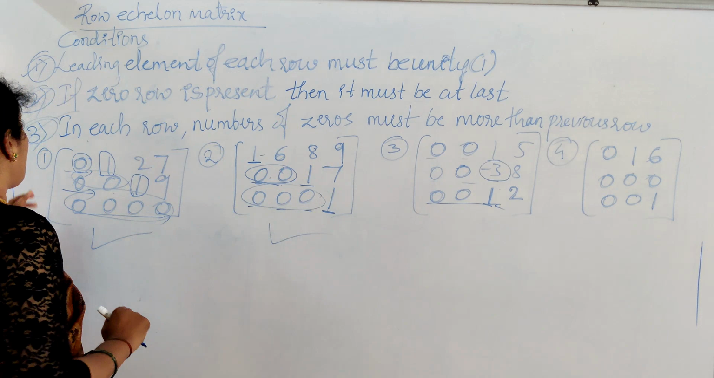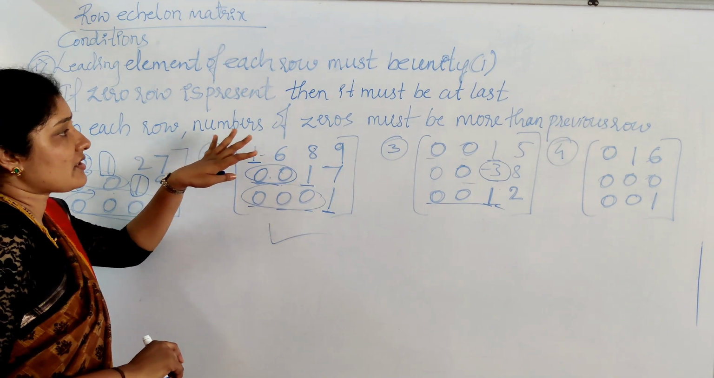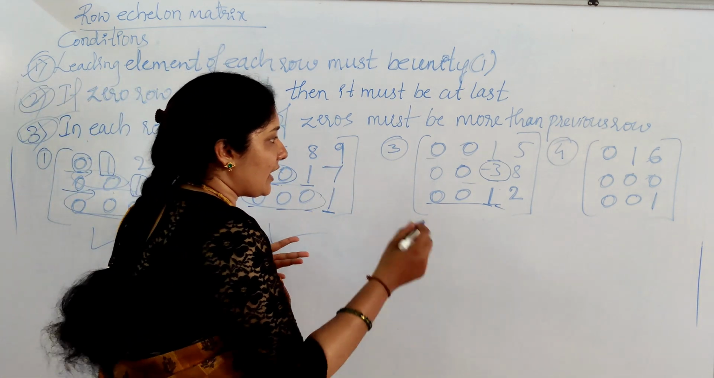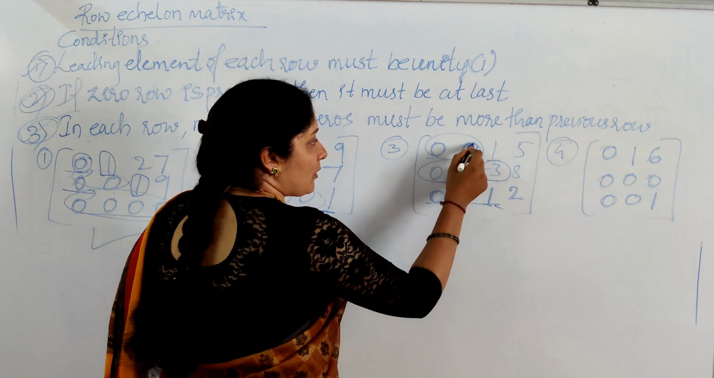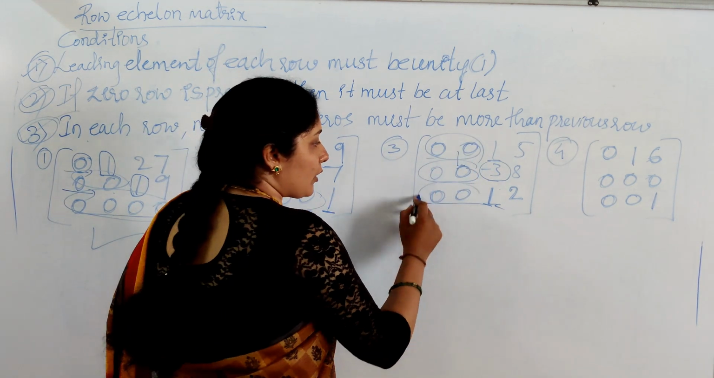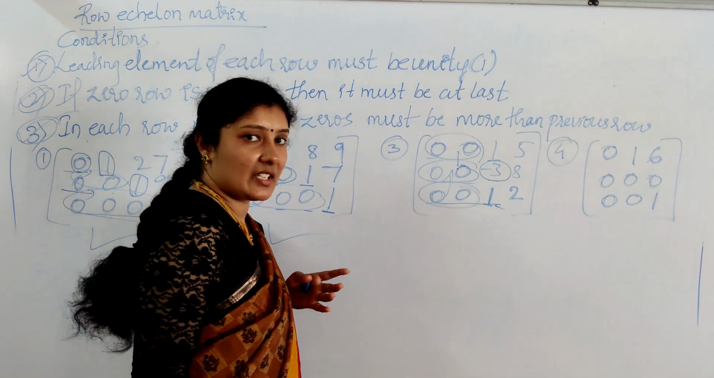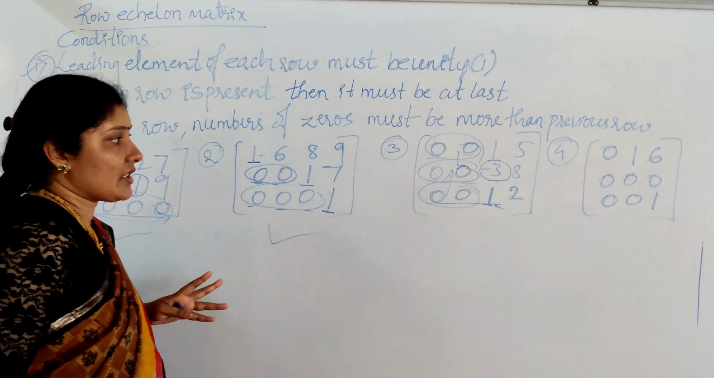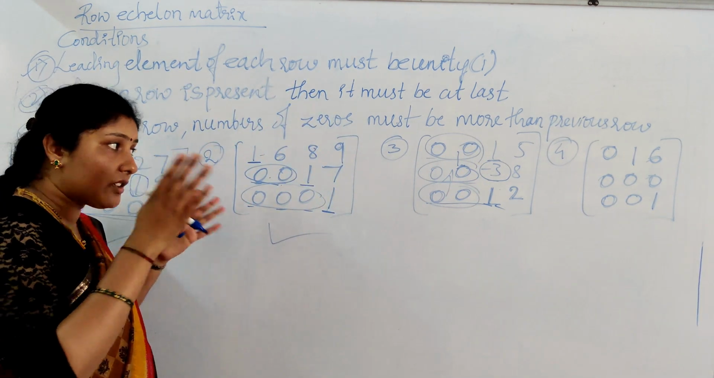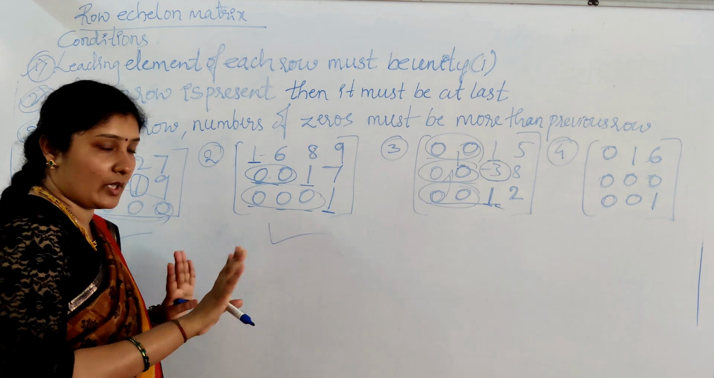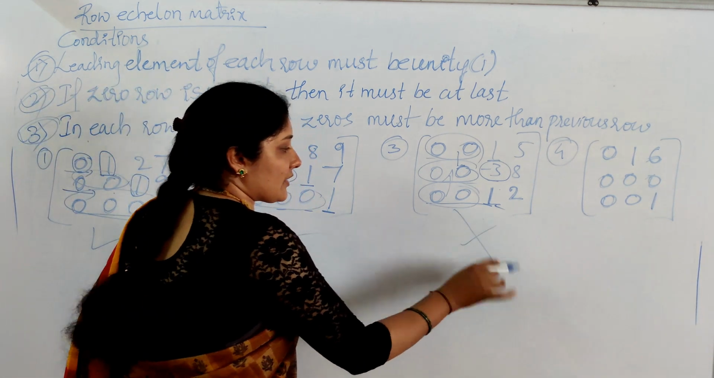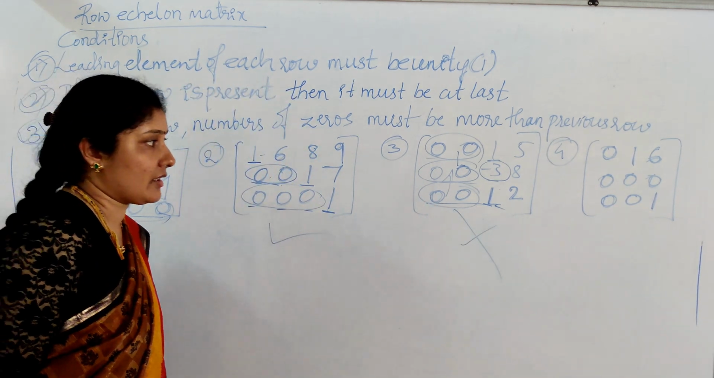The second condition is satisfied. In each row, the number of zeros must be more than the previous. Here 2, which is not more than the previous. Here 2, which is not more than the previous. So, out of 3 conditions, 2 are not satisfied. Even if 1 is not satisfied, it is not a row echelon matrix. Therefore, this is not a row echelon matrix.